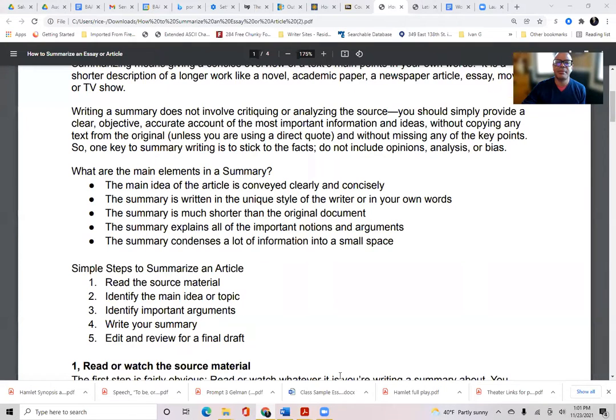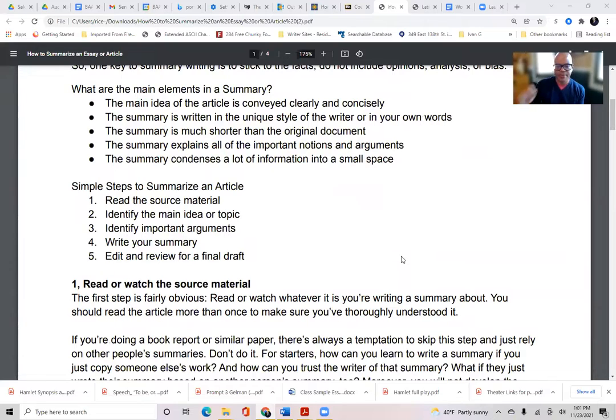5 sentences, yeah. So for your annotated bibliography, the minimum is going to be 5 sentences and the max should be 7, right? I'm trying to give you that. So, simple steps to summarize: read the source material. So it's basically you're writing a summary of the article, of the essay, of the material. You're not necessarily making a comment on it.